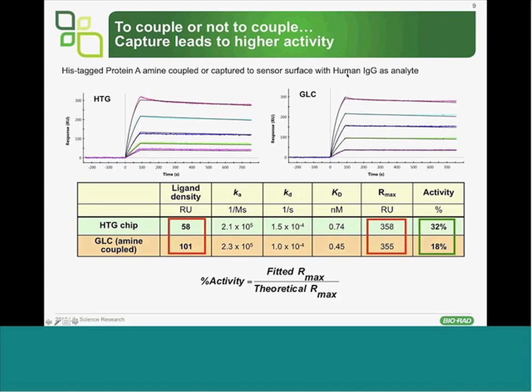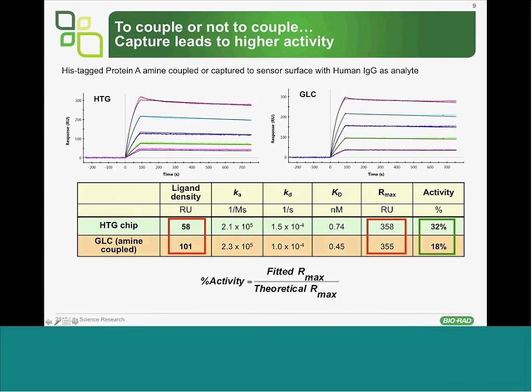What you can see here is two cases and some analysis of them. You can see the ligand density in these cases. In the histag chip it was 58, and in the GLC chip it was 101. You can see that the kinetic parameters are quite the same, the KD has about a 50% difference, and the Rmax is about the same. So really the difference is in the activity. In the histag chip you get 32% activity, and the activity is a fitted Rmax.